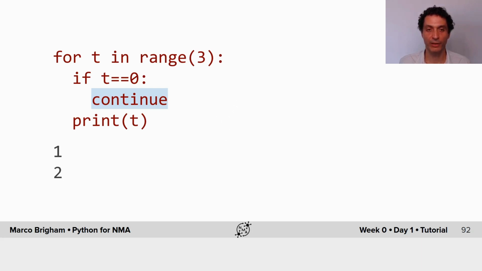So in this case, when t equals 0, we hit the if condition here, it becomes true, continue, we go back to the top, and then t equals 1. Now the if condition is no longer true, and so we print it, and so on.